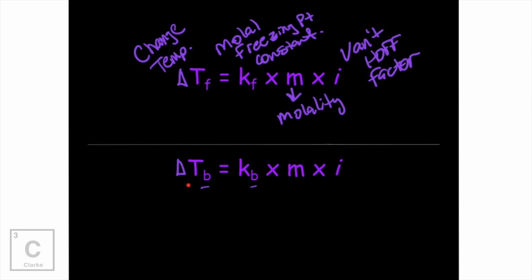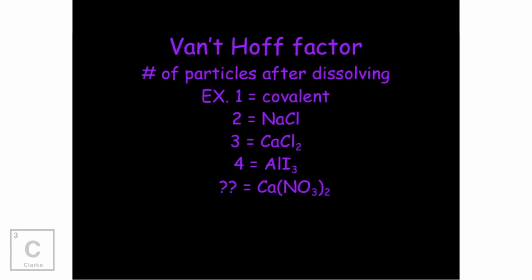So triangle T is going to be the change in the boiling point. This is going to be the molar boiling point constant, molality, Van't Hoff factor. Do I need to write those down? I kind of don't think so. Okay, let's practice using those formulas. Oh, but before we do that, we've got to talk about what a Van't Hoff factor is.